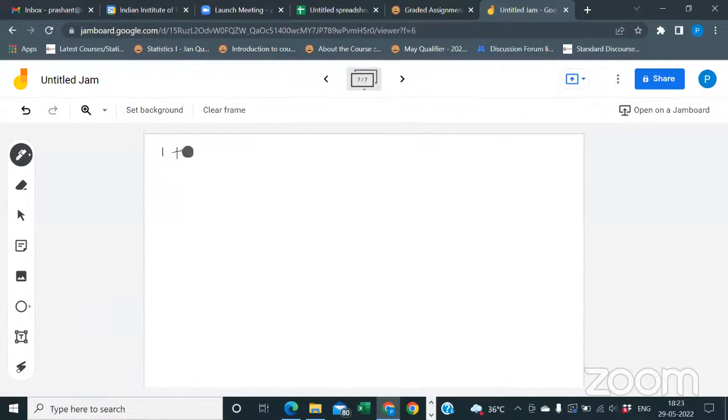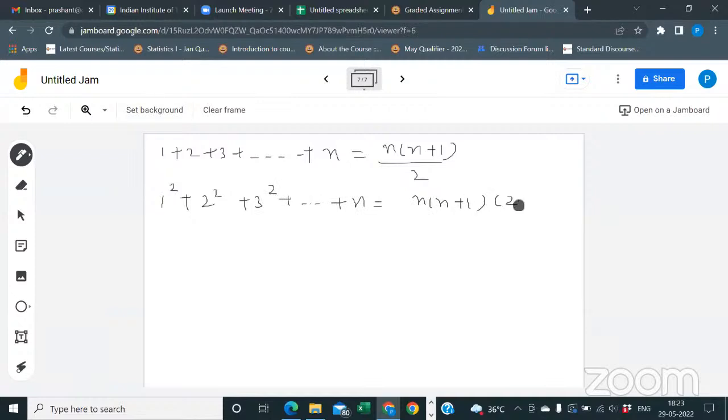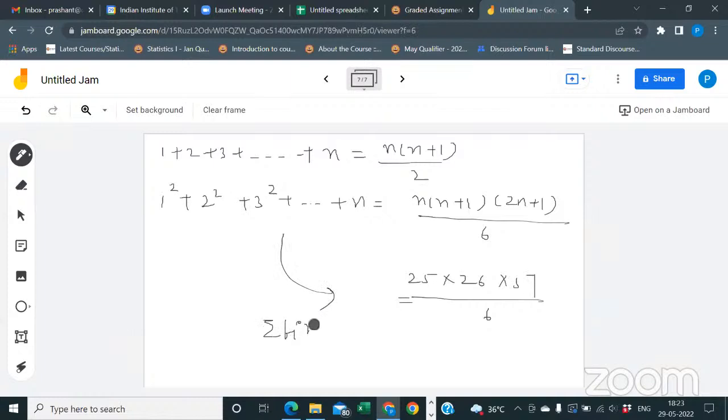If you add the first n natural numbers, the formula is n into n plus 1 divided by 2. And if you add the squares of these numbers, the formula is n into n plus 1 into 2n plus 1 divided by 6. You can directly apply it here: 25 into 26 into 51 divided by 6, and you will directly get the value of the summation of fi into xi. Got it?